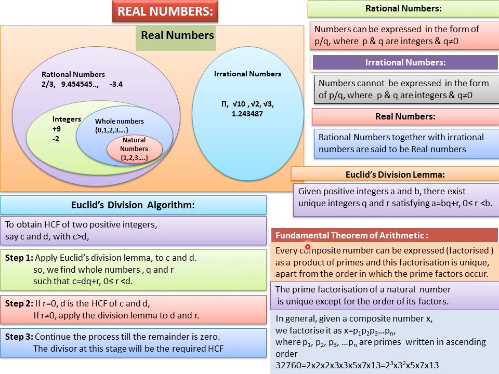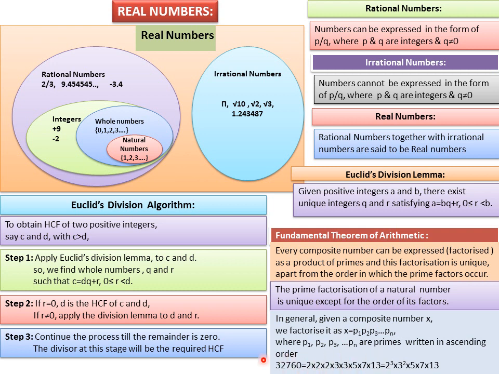Then we need to know what the fundamental theorem of arithmetic is. We know that any composite number can be factorized as a product of primes. The product of prime numbers is unique, except for the order in which the prime factors occur. So the prime factorization of a natural number is unique except for the order of its factors. What it means is, in general, a composite number x is equal to the product of prime numbers p1, p2, p3 up to pn.